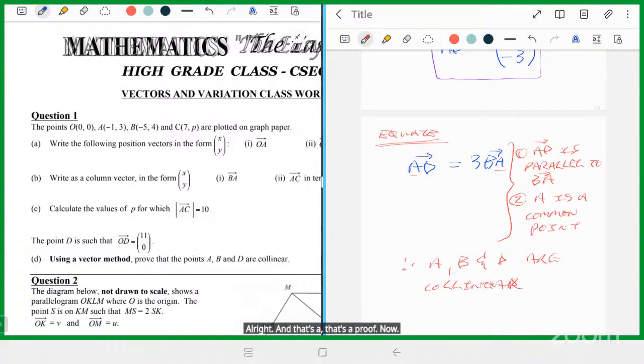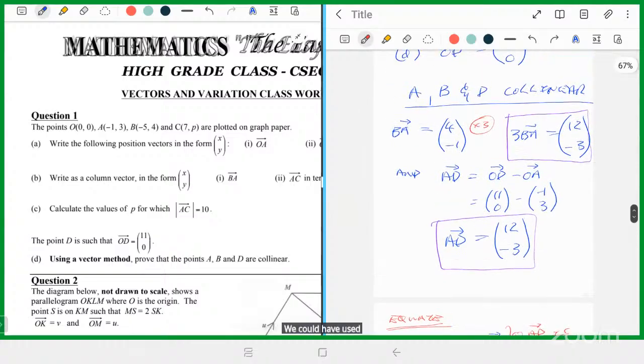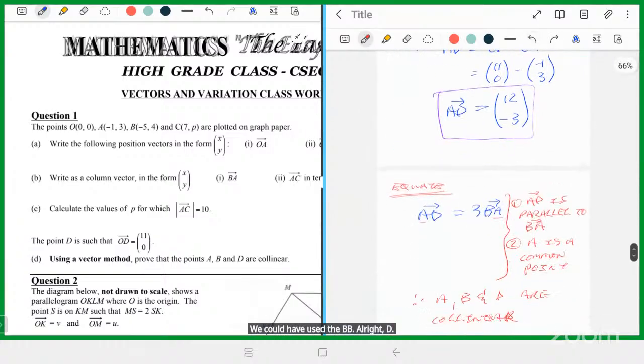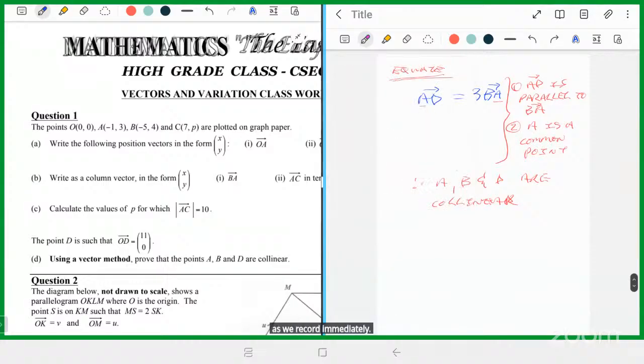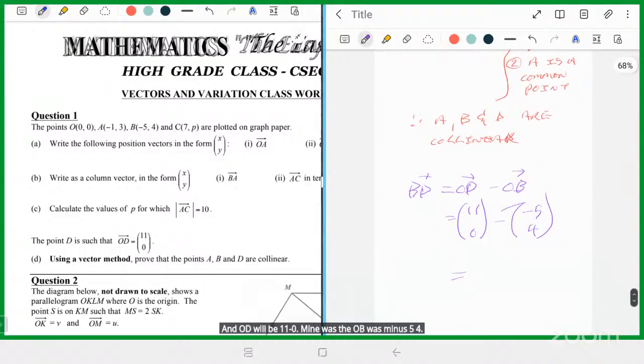Now instead of using the AD, we could have used the BD. And if I just work out the BD and show you what would happen quickly, if I use the BD instead, it will be OD minus OB. And the OD will be 11, 0, minus the OB, which was minus 5, 4. And what that means is that this minus 1 is a plus again. 11 plus 5 is 16. 0 minus 4 is negative 4. That will be a BD, sorry.